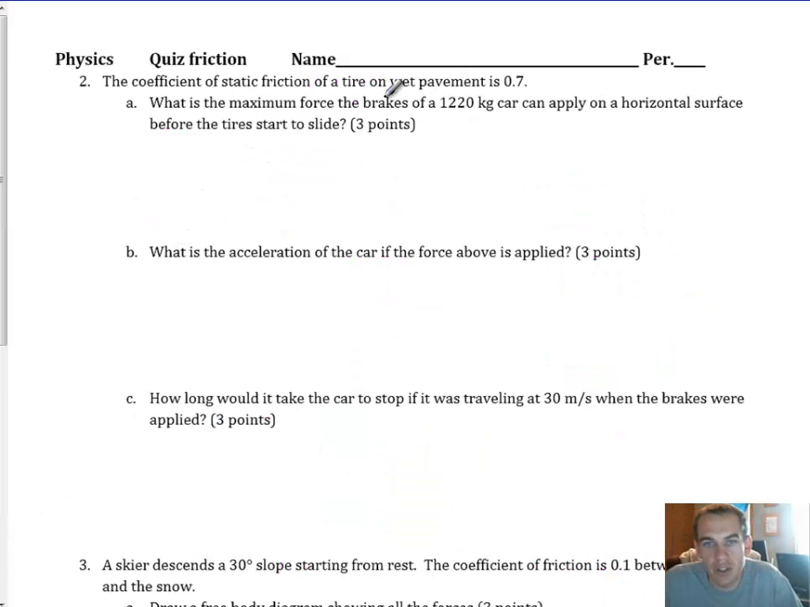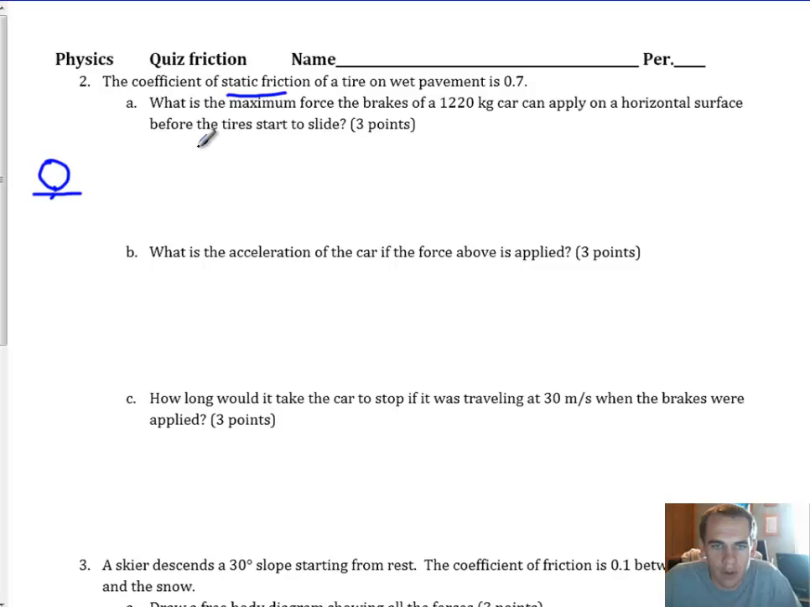The coefficient of static friction of a tire on wet pavement is 0.7. It's static friction because the tire is rolling across the pavement, and so this point and this point are in contact, but they're not sliding. If it starts to slide, then it'll be kinetic friction. So what is the maximum force the brakes of a 1,220 kilogram car can apply on a horizontal surface before the tires start to slide?